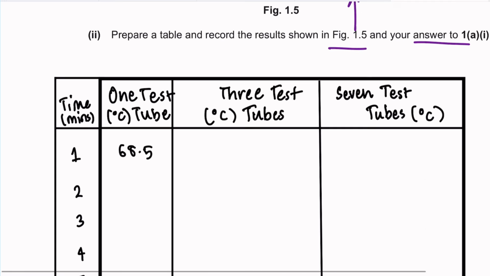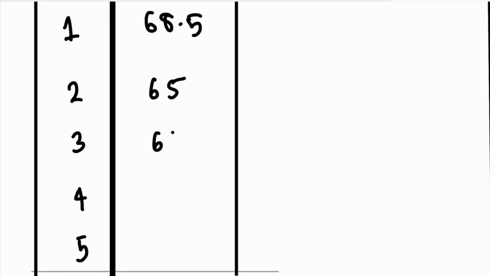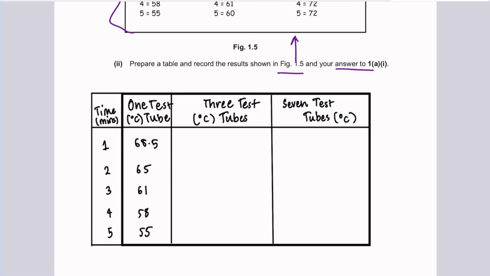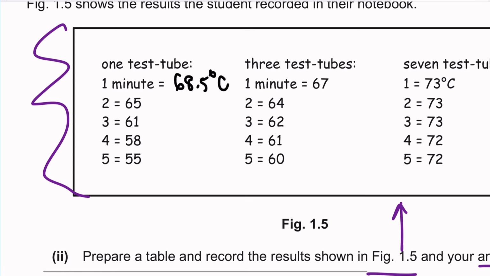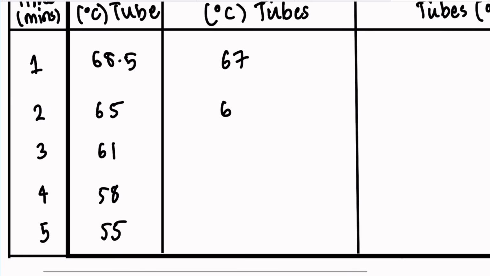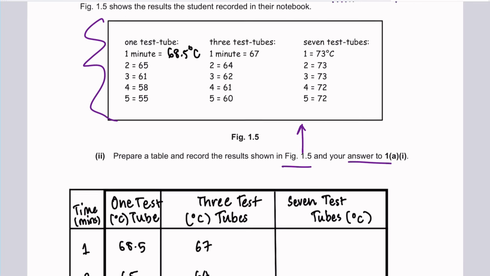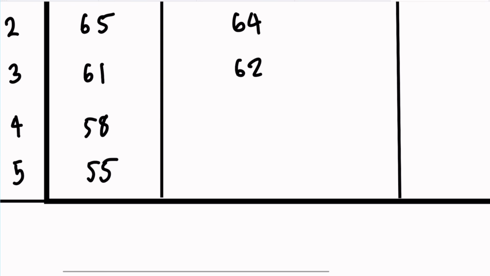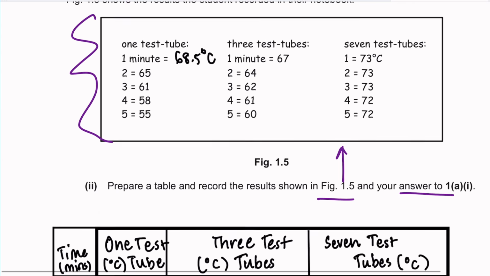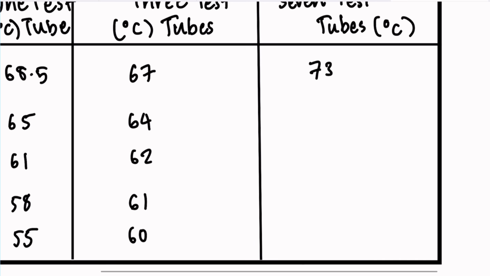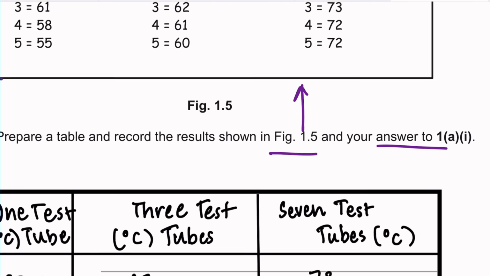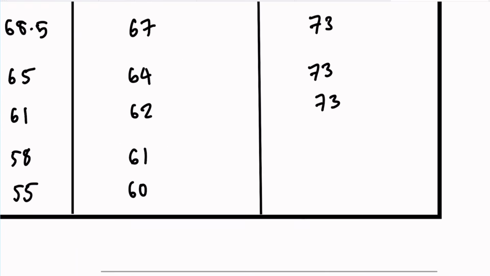So the second one was 65, then 61, 58, 55. Okay, 67 for the first one, 67, 64, 62, 64, 62, 61 and 60. Then 73, 73, 73. So 3 73s, 73, 72 and 72.